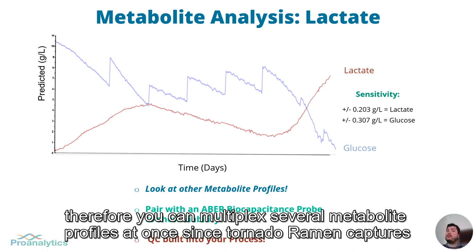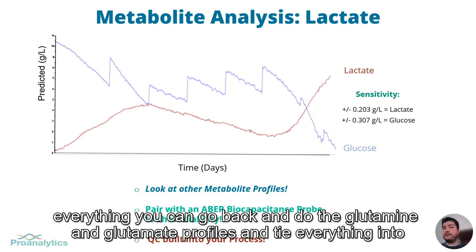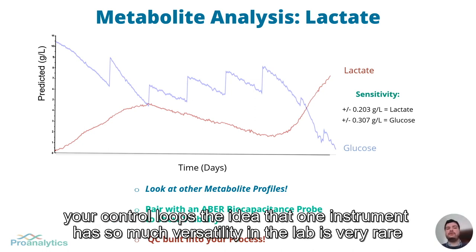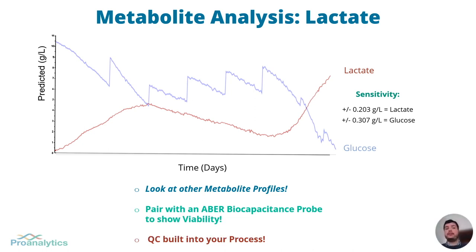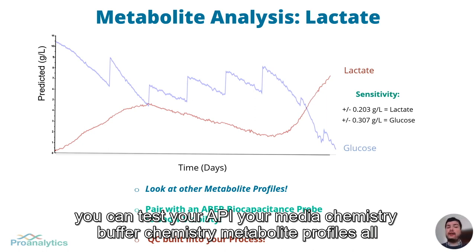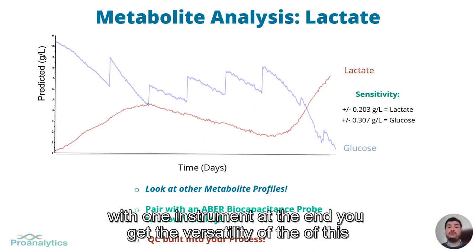Therefore, you can multiplex several metabolite profiles at once since Tornado Raman captures everything. You can go back and do the glutamine and glutamate profiles and tie everything into your control loops. The idea that one instrument has so much versatility in the lab is very rare. You can test your API, your media chemistry, buffer chemistry, metabolite profiles, all with one instrument.